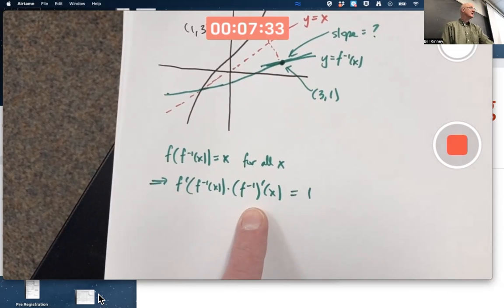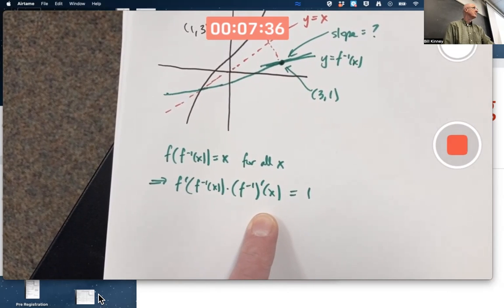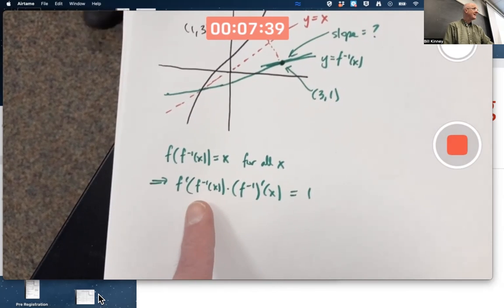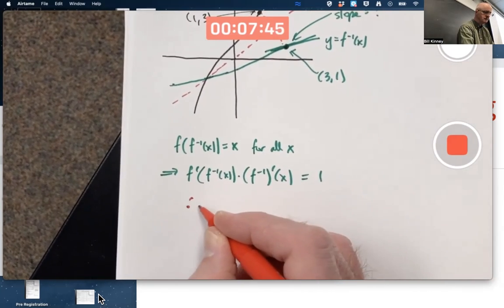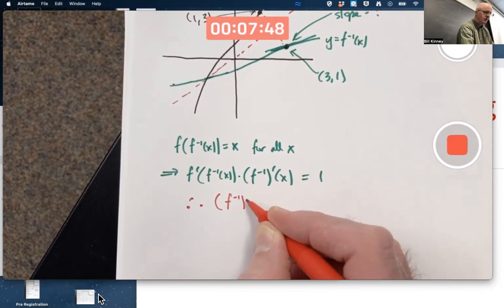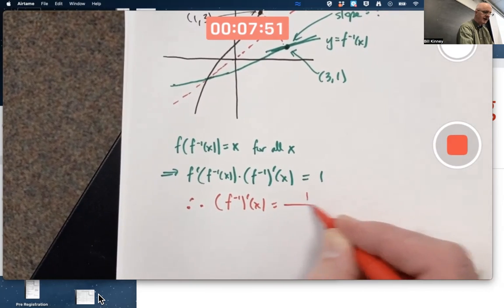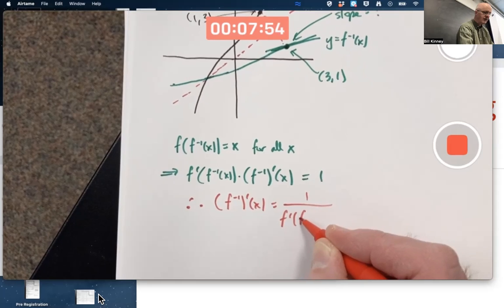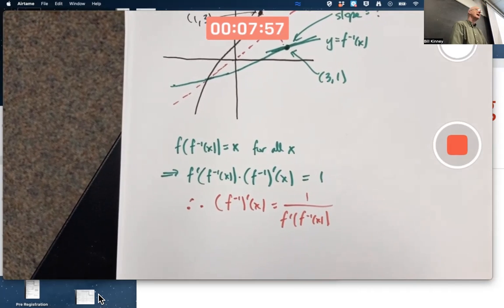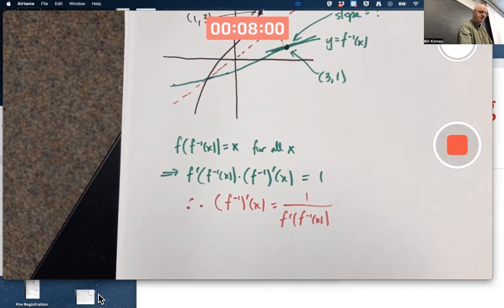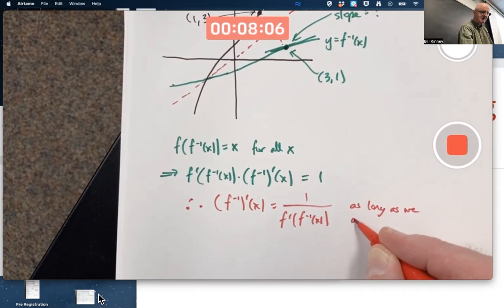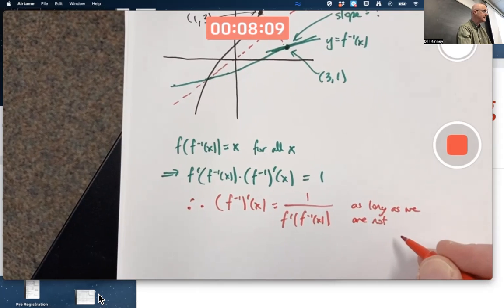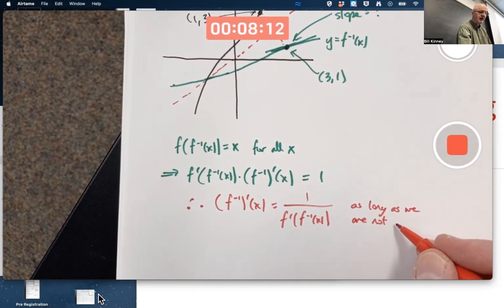This is useful because now I can just solve for the unknown inverse function derivative. Divide both sides by that derivative. Therefore, f inverse prime of x is 1 divided by f prime of f inverse of x, at least as long as we are not dividing by 0. Now, it's actually possible that you'd be dividing by 0 at some points, but in this problem, we're not going to be.